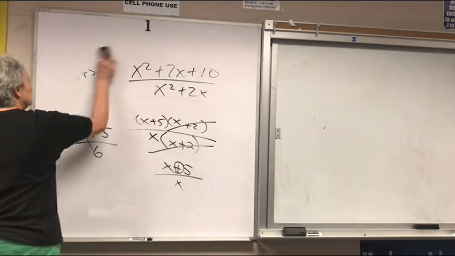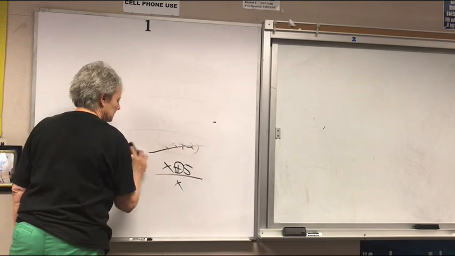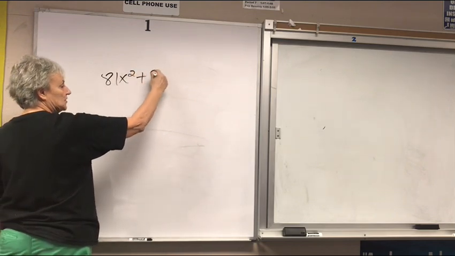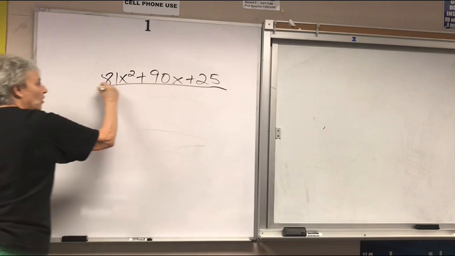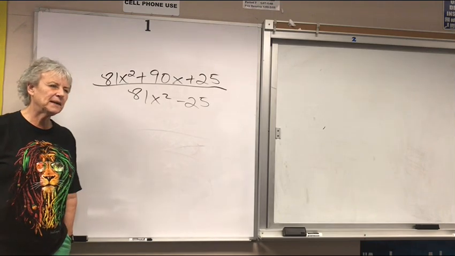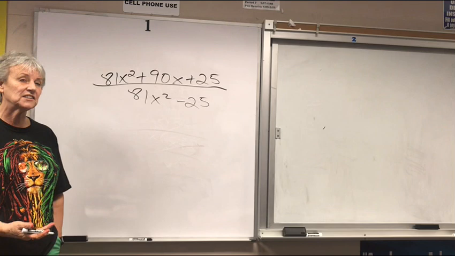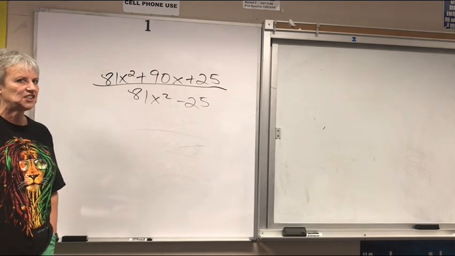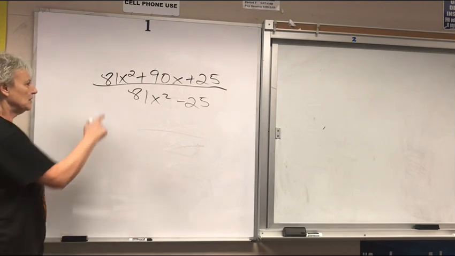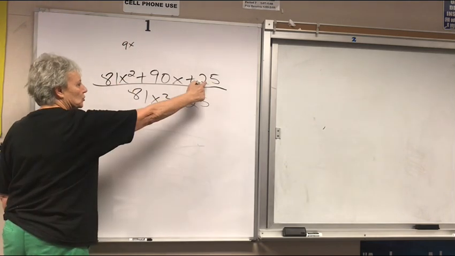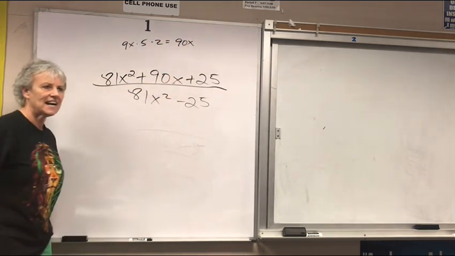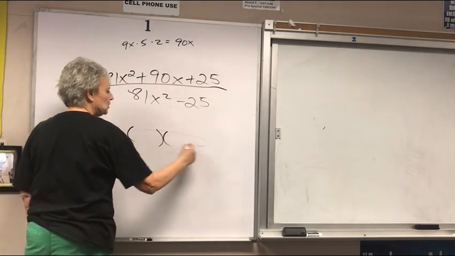All right, now I want to show you number 8, because it'll review for your check for understanding today. 81x squared plus 90x plus 25 all over 81x squared minus 25. On the top, I see big numbers and I see no greatest common factor. So that's my red flag to check to see if it's a perfect square trinomial. The square root of that is 9x. The square root of that is 5. Double it, and bingo, I have 90x. That means I can use the shortcut.